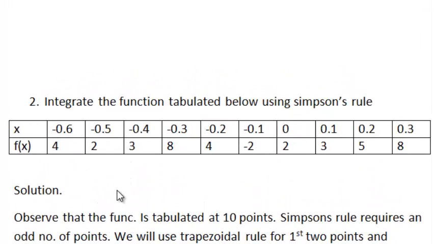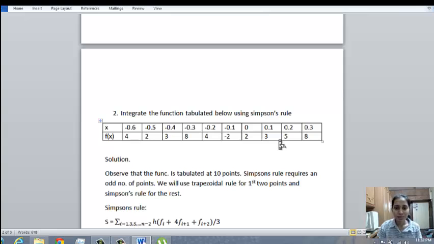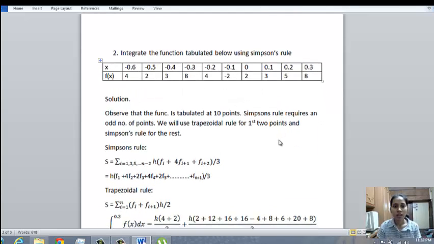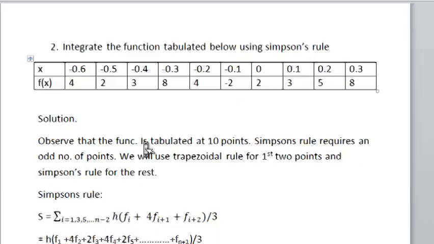In this we need to integrate the function fx using Simpson's rule. We know that there are 10 entries given in this table, and we also know that Simpson's rule can only be applied when the total number of values is odd. Since the total number of values is even, we need to apply 2 rules to get the final integrated value. So we apply the trapezoidal rule on the first 2 values and the Simpson's rule for the rest.